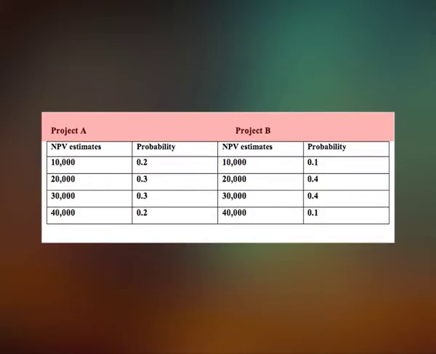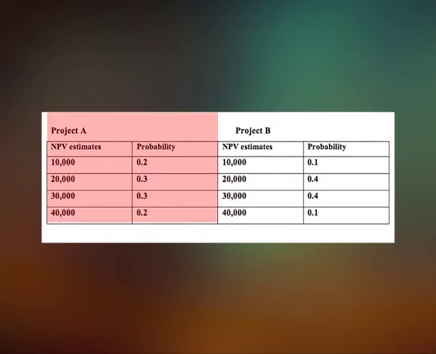Star Enterprises Limited is considering two mutually exclusive projects A and B. Project A costs rupees 40,000 and project B costs rupees 50,000. We are given the net present value probability distribution for each project. In two columns we are given the net present value estimates for project A and for project B. Let us see this table: NPV estimates and probability for project A, then NPV estimates and probability for project B.